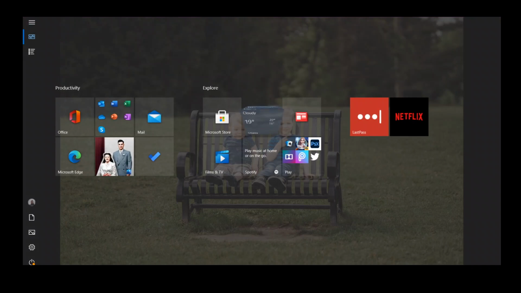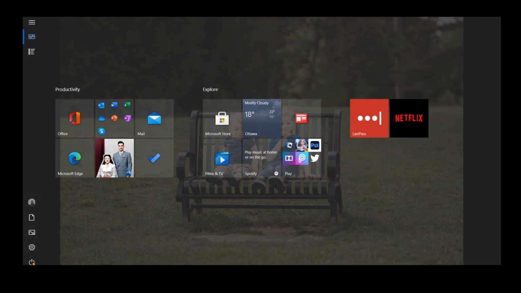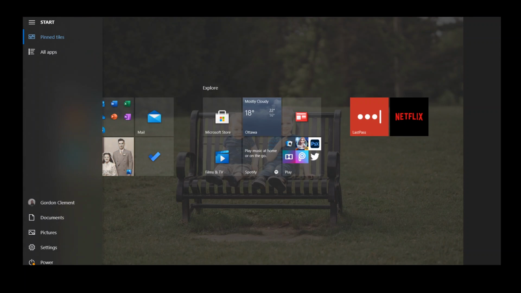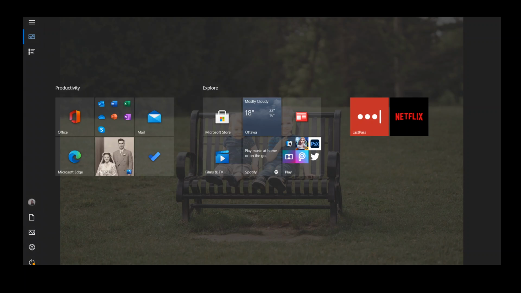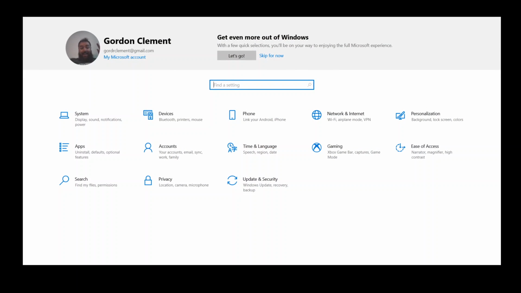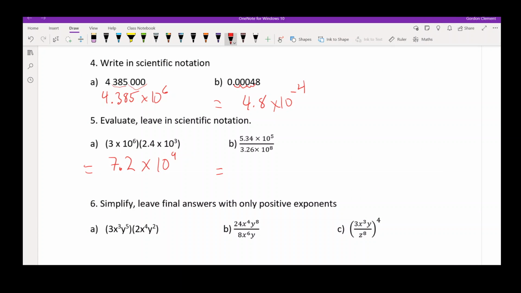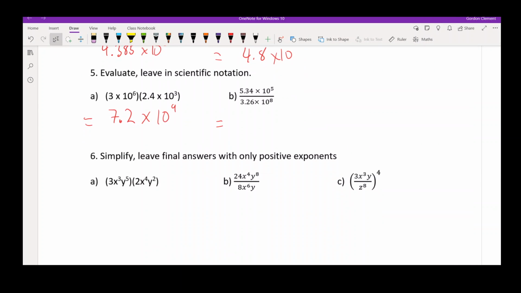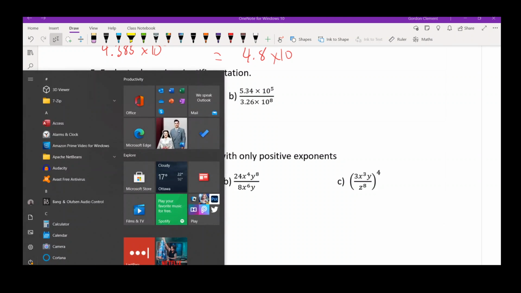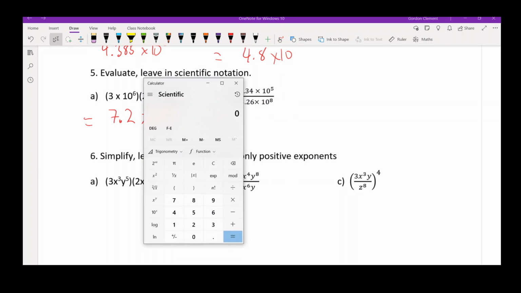I'm actually going to have to find my calculator on here. As if I know how to do that when I'm in tablet mode. There's a picture of me. Switch out of tablet mode so I can actually find my calculator. Sorry about this.